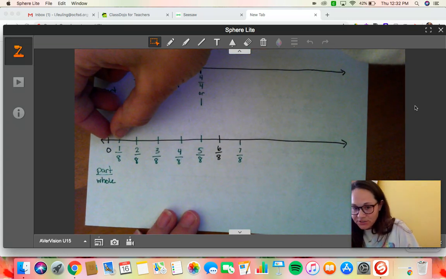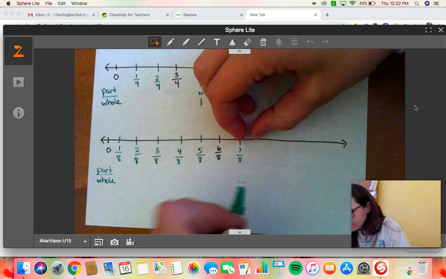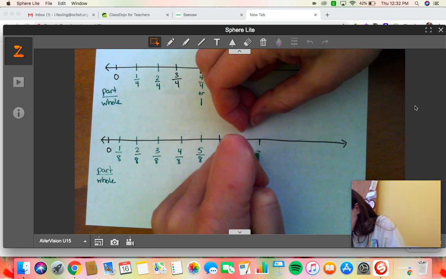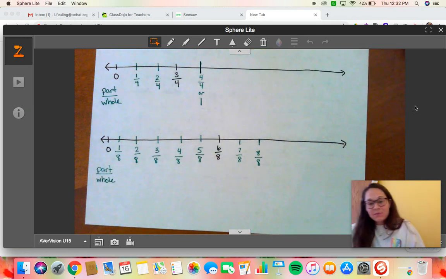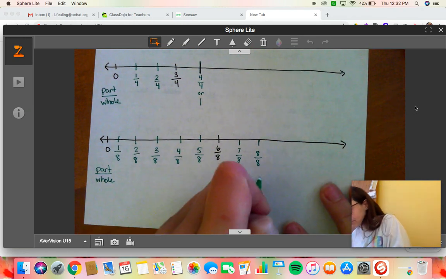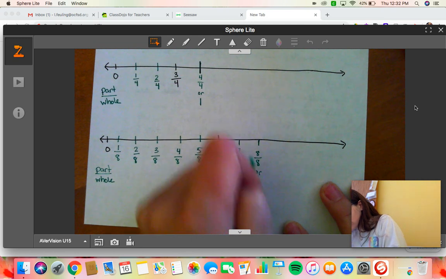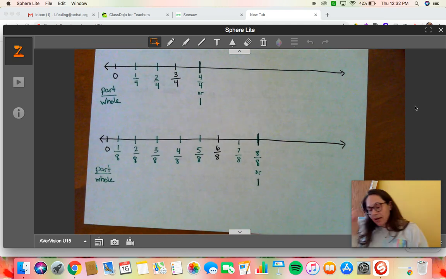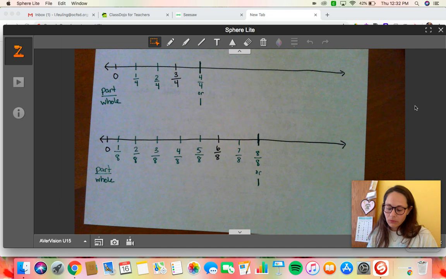All right, I'm going to measure again. So after 7/8 comes 8/8. Top, numerator, and denominator are the same. So this equals 1 whole. So at this point in our number line, we would find 1 whole.